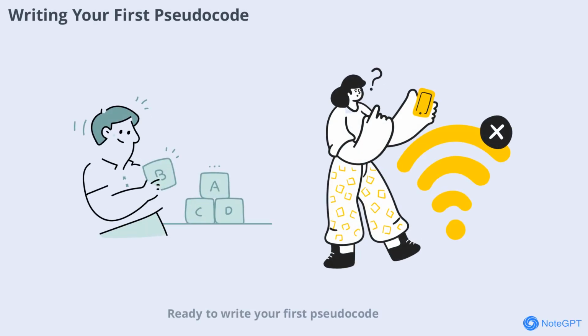Ready to write your first pseudocode? Start by outlining the problem you want to solve. Break it down into clear, logical steps. Use simple language and the keywords we just discussed. Don't worry about programming syntax, focus on the flow of the algorithm. As you write, ask yourself if someone else could follow your instructions without needing more information. If the answer is yes, you're on the right track.